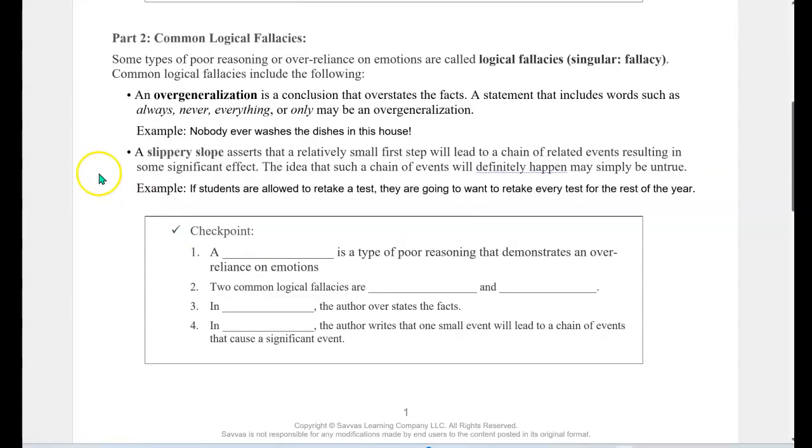All right, welcome back. Part 2, common logical fallacies. Again, you should have stopped the video to do that checkpoint. Some types of poor reasoning or over-reliance on emotions are called logical fallacies. So, poor reasoning is a logical fallacy. Over-reliance on emotion is a logical fallacy. Just because I feel it doesn't make it true.